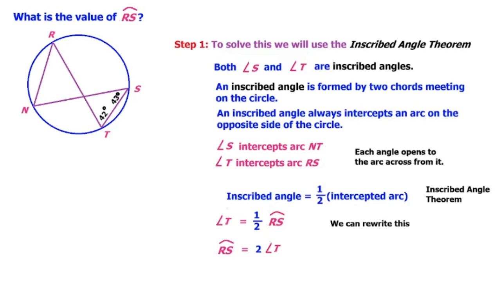So now we can put in angle T. Angle T equals 42 degrees here. So arc RS equals 2 times 42. So arc RS equals 84 degrees. And that's it. That's all there is to that problem.